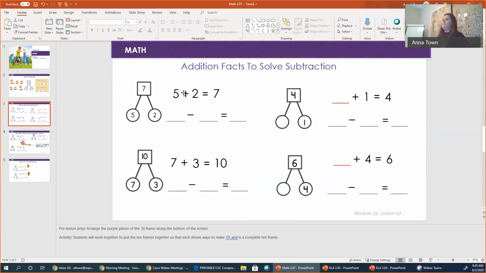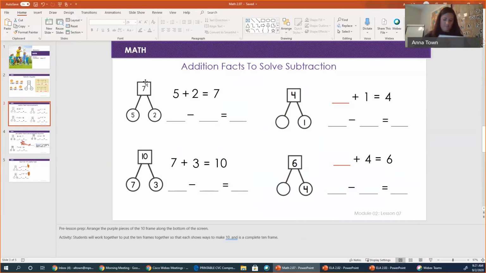So boys and girls, our addition equation says 5 plus 2 equals 7. Part, part, whole. We know in subtraction, we have to start with our whole. That means 7 has to be our biggest number, and we are subtracting. So 7, our biggest number, has to come first. Our biggest number always has to come first with subtraction.